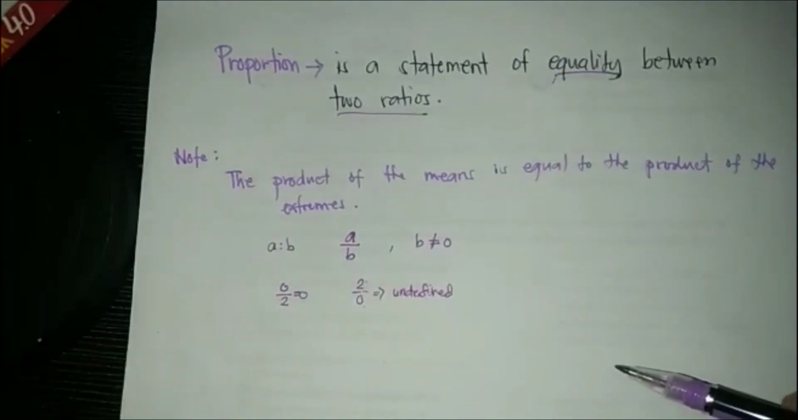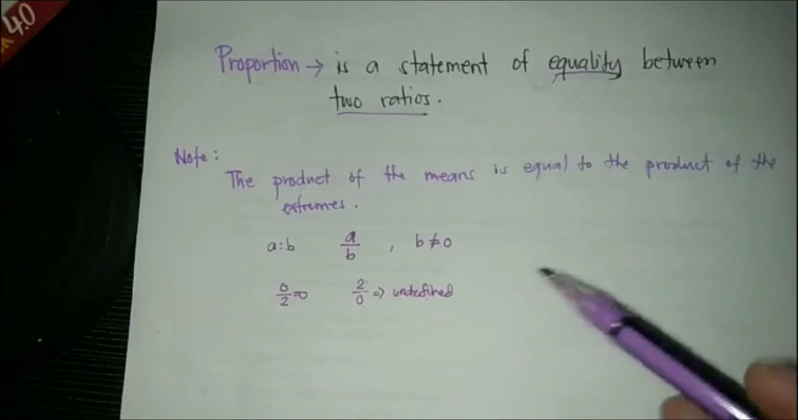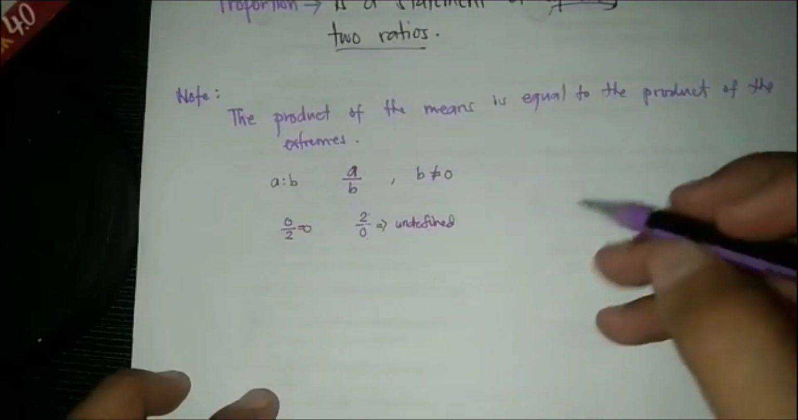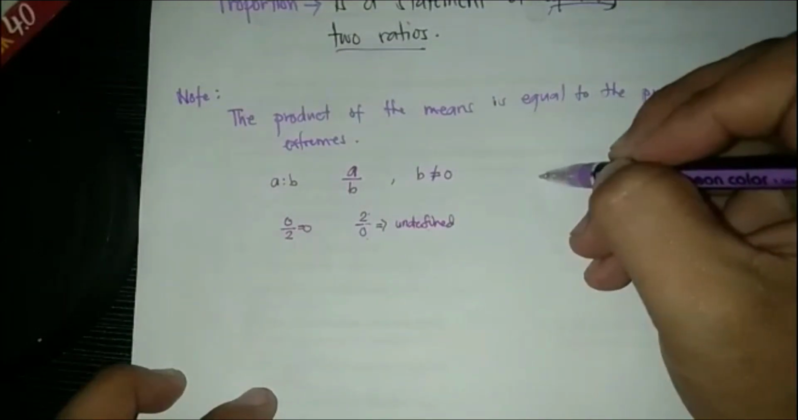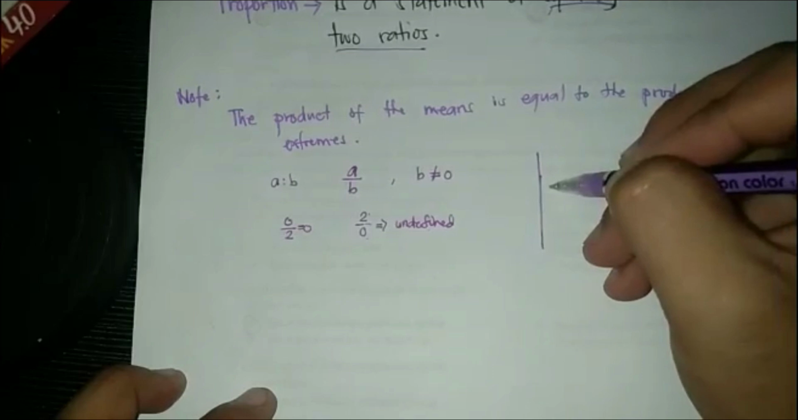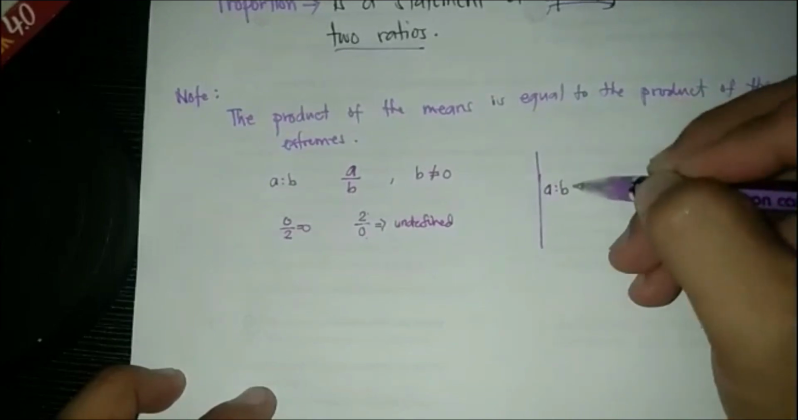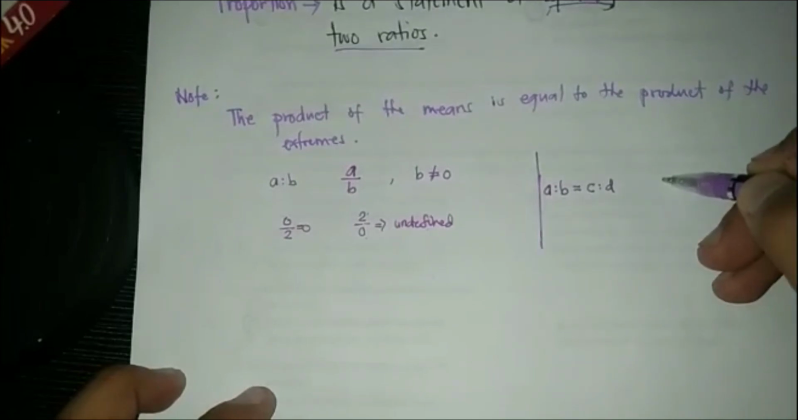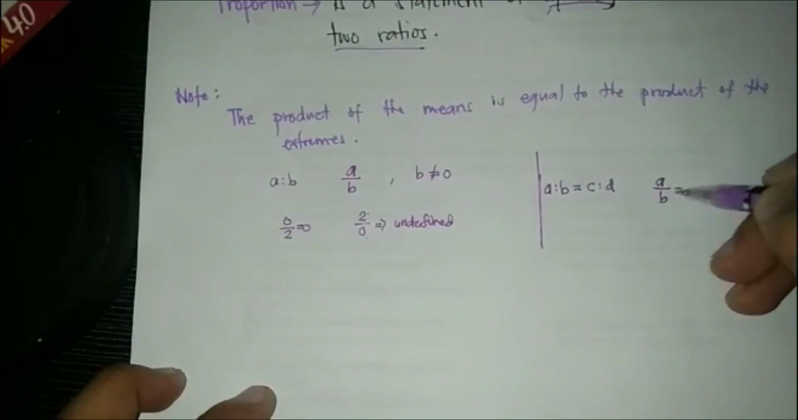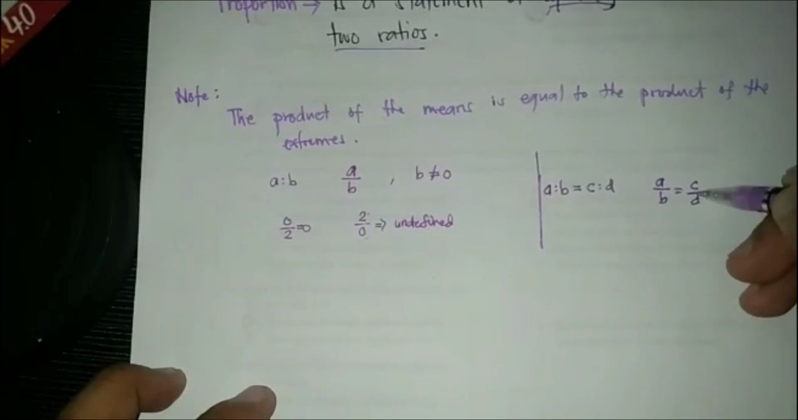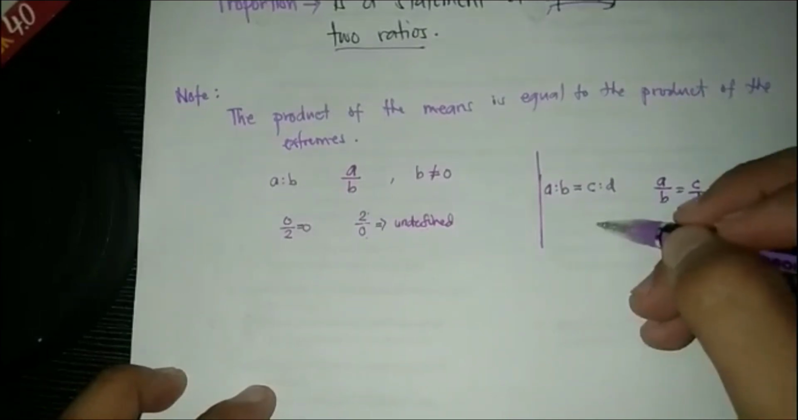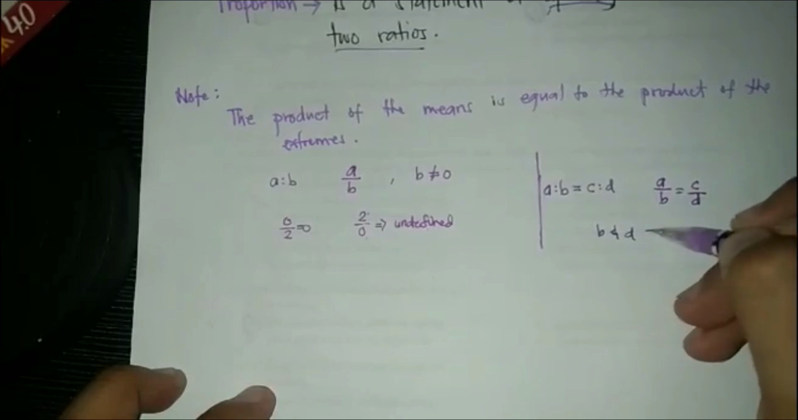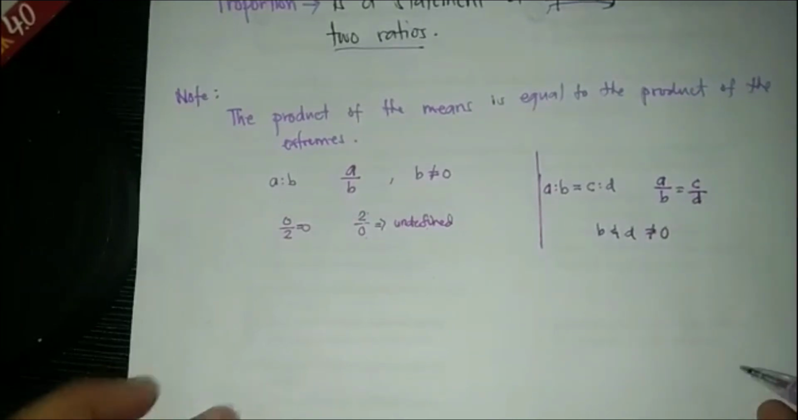Okay, so balik tayo sa proportion. Sabi natin dito, statement of equality between two ratios. So kailangan natin ng dalawang ratios, equality raw ng dalawang ratios. So example, yung standard form niyan is A is to B equal C is to D, or pwede rin naman using fraction form A over B equal C over D, provided that B and D must not be equal to 0 ulit.